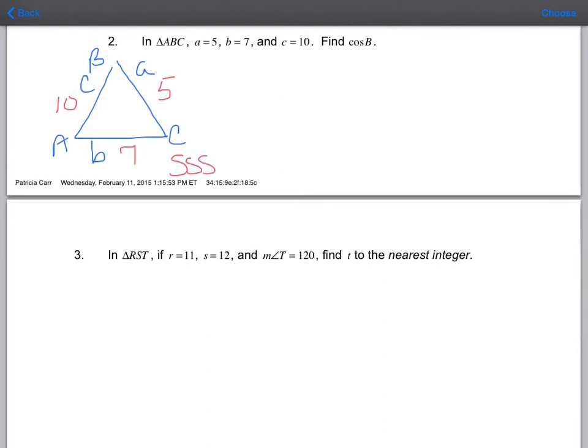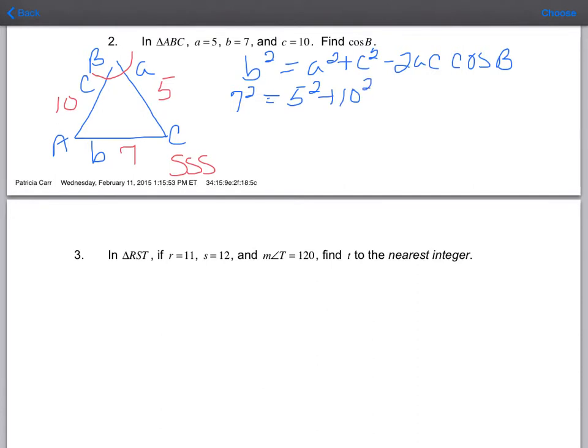According to what we have here, we have side, side, side, so we can use law of cosines. They want us to find the cosine of B. Since they want us to find the cosine of B, we're going to start with the side opposite, which is side b. So we have b squared equals a squared plus c squared minus 2ac cosine of B. All right, so we have 7 squared equals 5 squared plus 10 squared minus 2 times 5 times 10 cosine of B. And that's what we're looking for, the cosine of B.